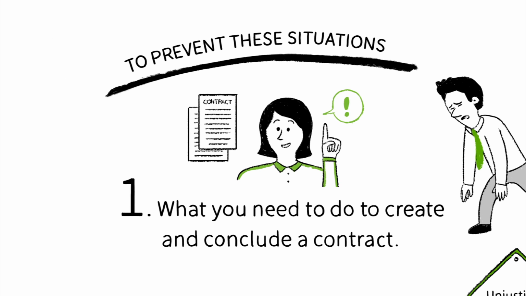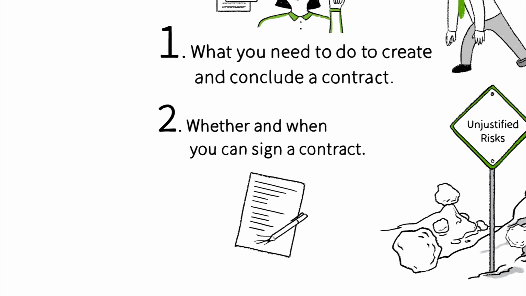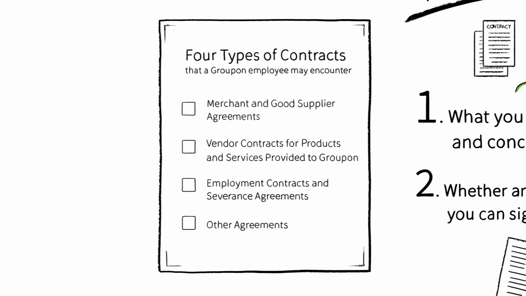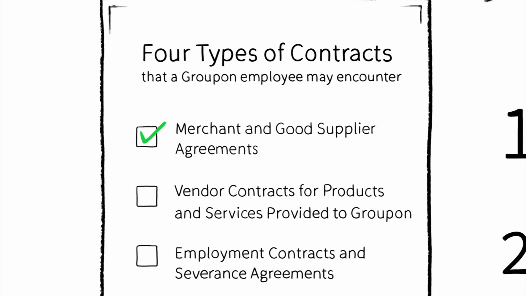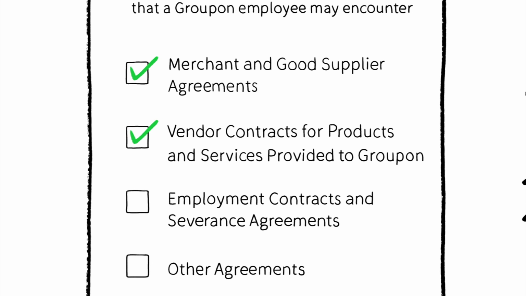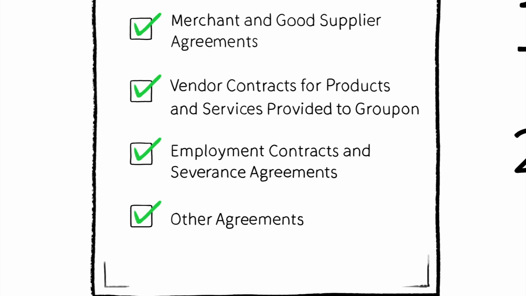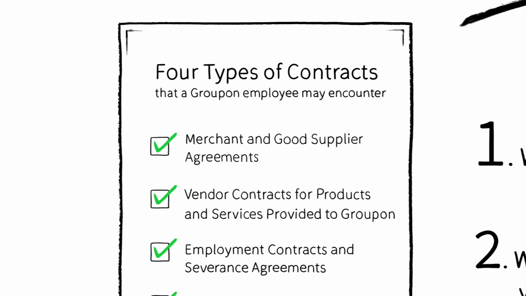1. What you need to do to create and conclude a contract, and 2. Whether and when you can sign a contract. There are 4 types of contracts that a Groupon employee may encounter: merchant and good supplier agreements, vendor contracts for products and services provided to Groupon, employment contracts and severance agreements, and other agreements like leases and legal settlements. Since most of Groupon's employees only deal with the first 2 types of contracts, we'll focus on them.